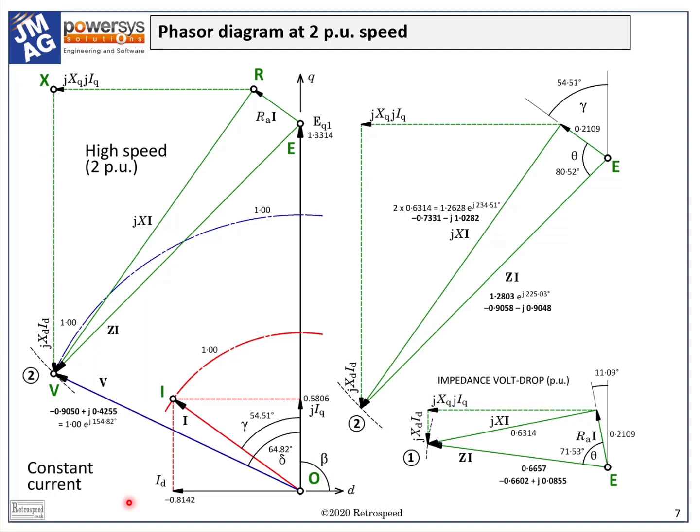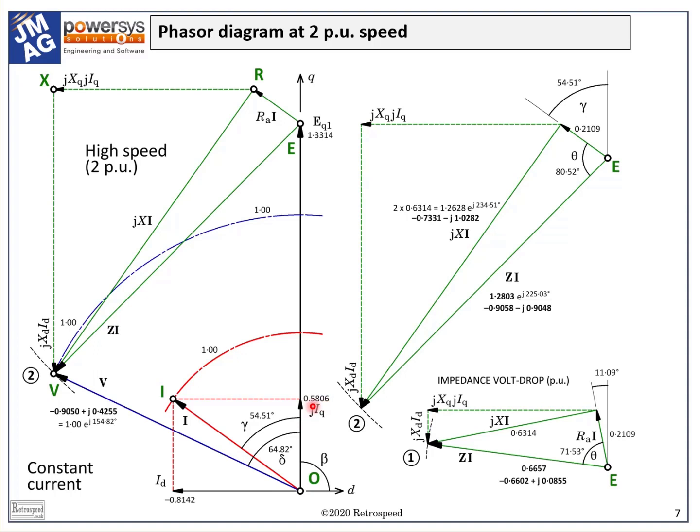We can see that ID is much bigger than it was at the low speed, minus 0.8142 instead of minus 0.1924, so it's more than 4 times bigger. At the same time, since the magnitude of the current has remained constant at 1 per unit, the q-axis component, IQ, has decreased from 0.9808 to 0.5806 per unit.